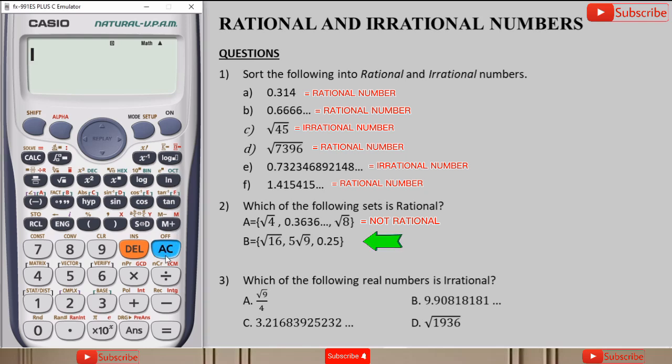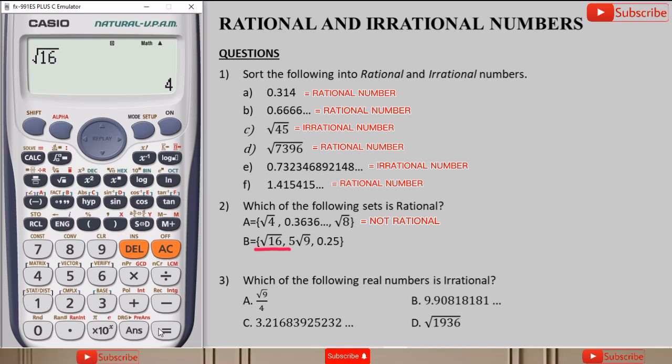Now, let us move on to test for the elements of set B. So for set B, we have square root of 16, 5 square root of 9, and 0.25. So we test for the elements one after the other. So for the first element, we have square root of 16. So I input square root of 16 into the calculator. Square root of 16. And afterwards, I tap on equal to.